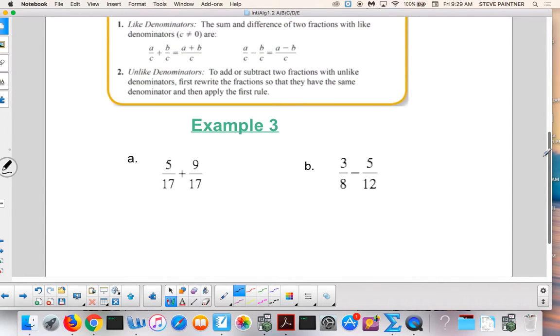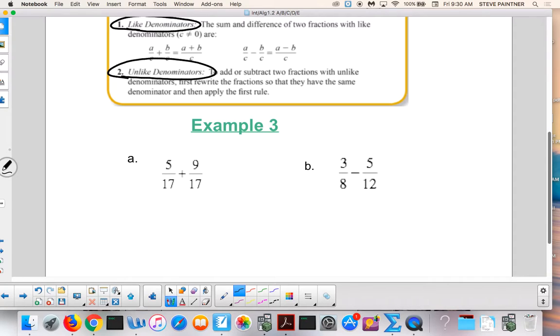Okay. Next up, are you okay so far? Okay. Next up is we're just going to talk about fractions really quick. Fractions. Without reading this to you, there's two types of fractions. One is called like denominators, and one is called what? Unlike. Which one's easier?